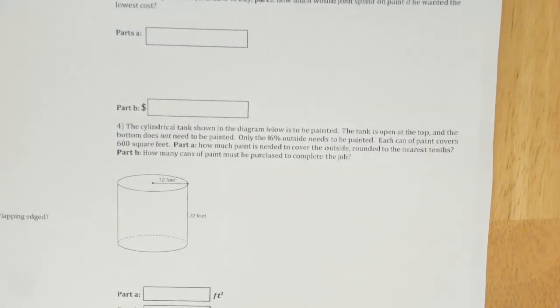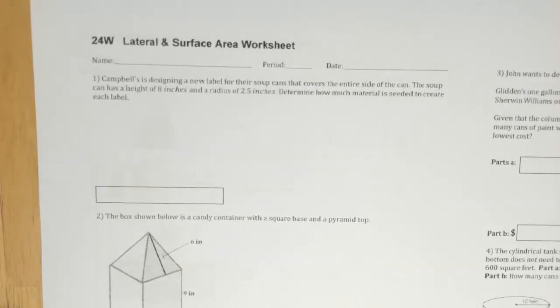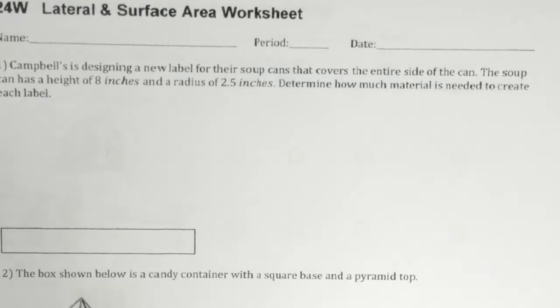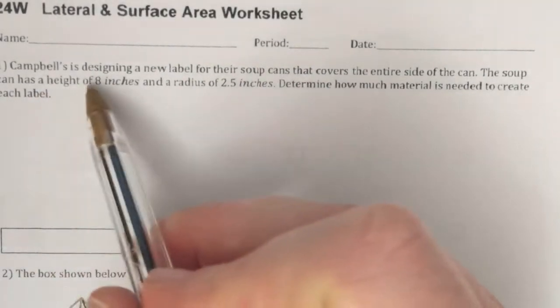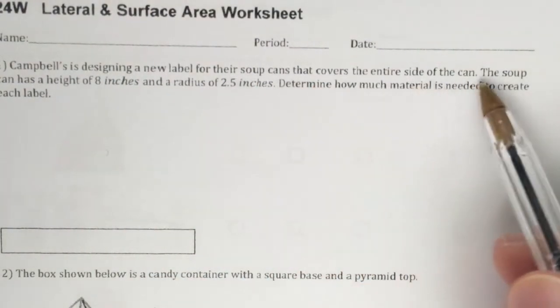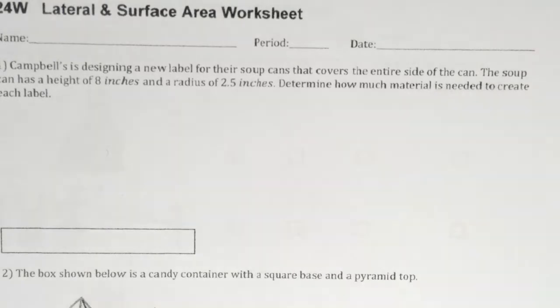Okay, so we're going on to the next page. Let's go to page 24. We're on page 24 now, and we're just going to do as much as we possibly can here. All right, so on page 24, Campbell's is designing a new label for their soup cans that covers the side of the can, right?